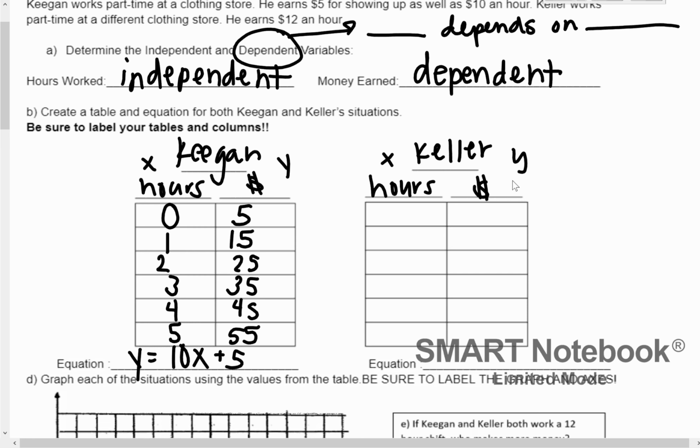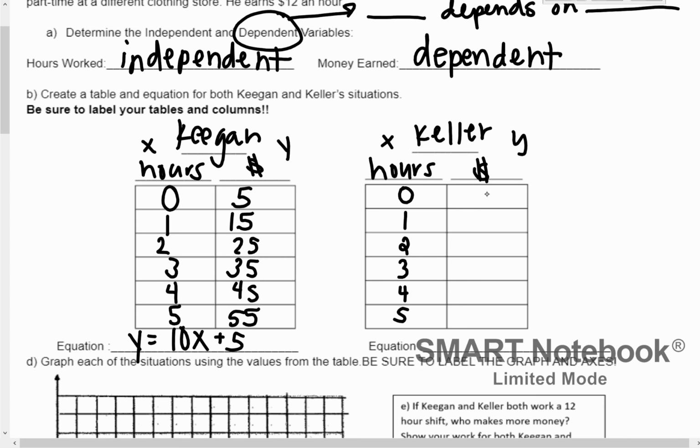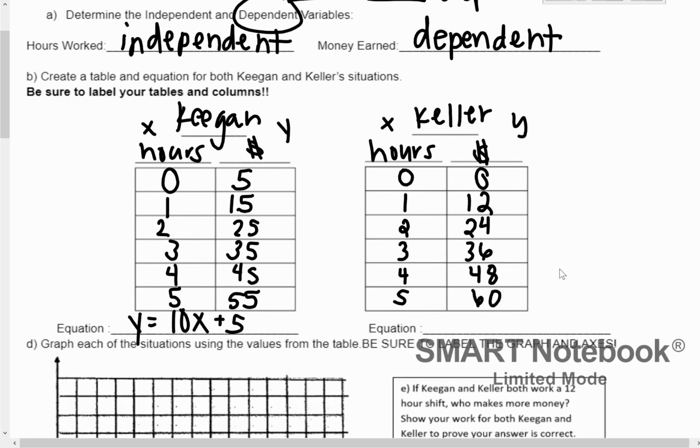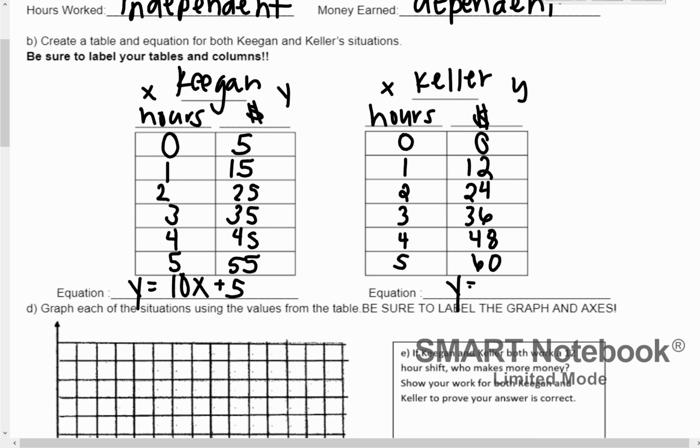Now for Keller, again, we're going to start with 0 and count up for those hours. But he just makes $12 an hour. So if he doesn't work any hours, he doesn't get any money. If he works 1 hour, he gets $12. 2 hours, $24. And you can continue to build your table. Our equation here is y equals, the money that he earns is going to be equal to 12 times however many hours he works, so y equals 12x.